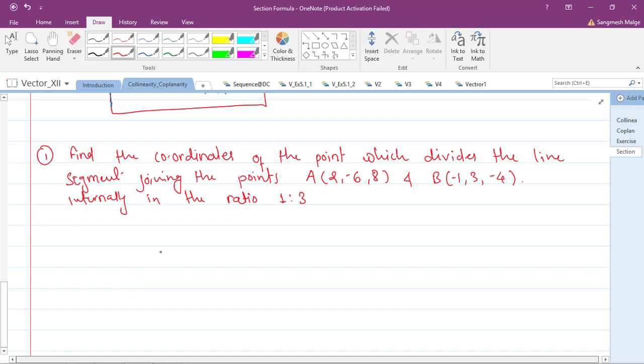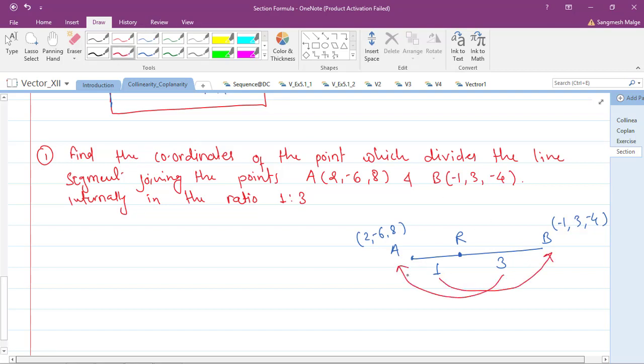So again let's try to have a figure here. So this is point A, this is point B with the coordinates 2, -6, 8. No need to draw this figure, just as this is the first question I am giving you the explanation again. So let's have the point R which divides the segment AB in the ratio m:n, so it is 1 and it is 3. Now make use of the formula. What I told you, cross will go: 1 into B and 3 into A will remain.